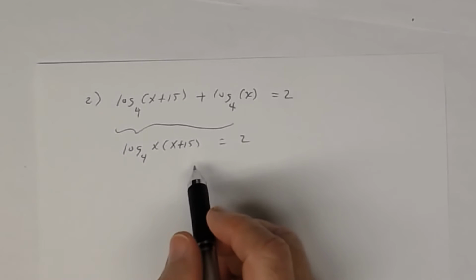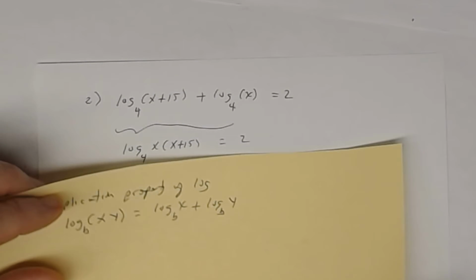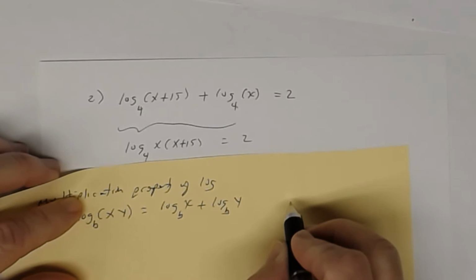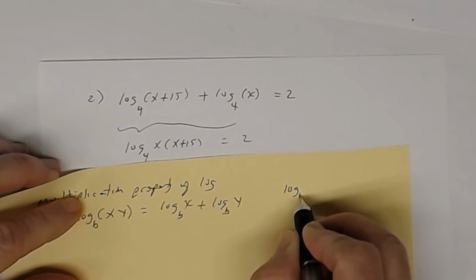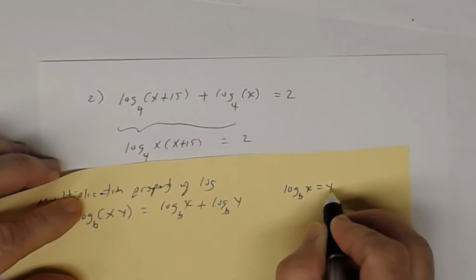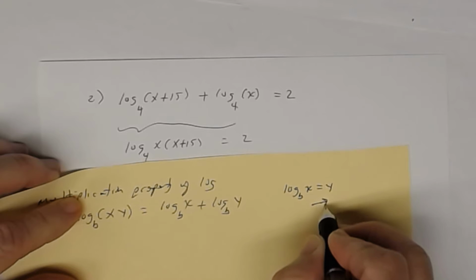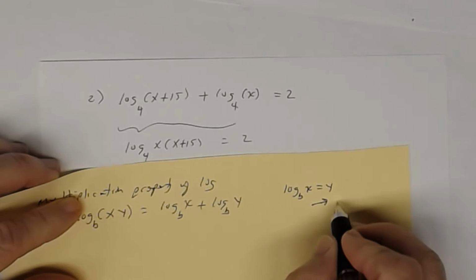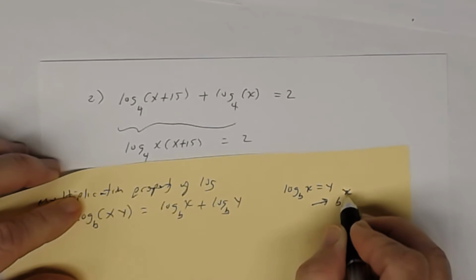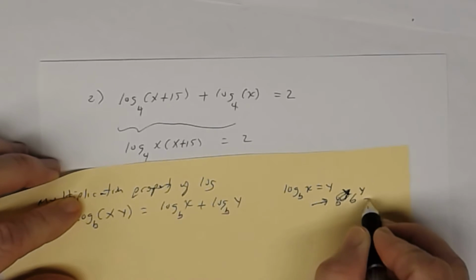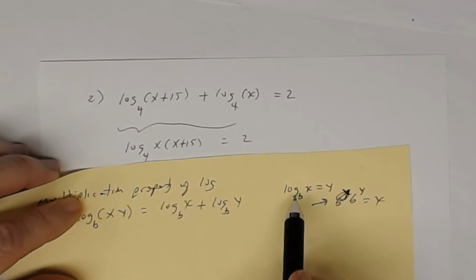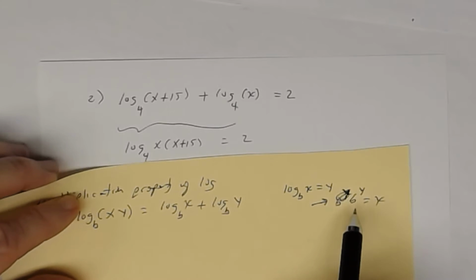Okay, so now I'm going to use this property that when you have the log base b of x equals y, then you can rewrite this as b to the y equals x. So you can rewrite it as an exponential. Oops, let me rewrite it. b to the y equals x. All right, so you can take a logarithm and write it as an exponential. So that's the next step.